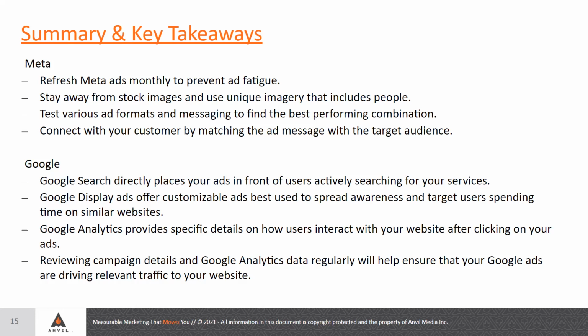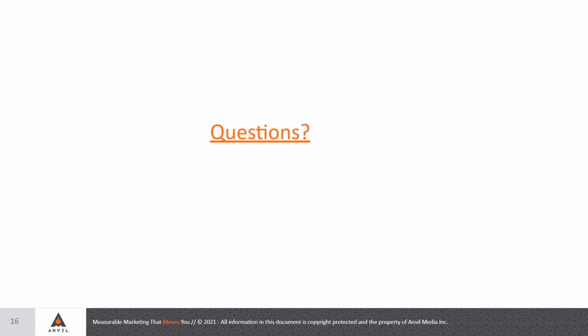All right, some key takeaways from Google. The Google search ads places ads directly in front of users actually searching for your products and services. Display ads offer some customizable ads. They're best used for branding and spreading awareness. Google Analytics provides some specific details on how users interact with your website after clicking on your ads. And by regularly reviewing your campaign performance along with the collected analytics data, it will help you understand what campaign format is best for your goals and help you ensure that relevant traffic is being directed to your website.